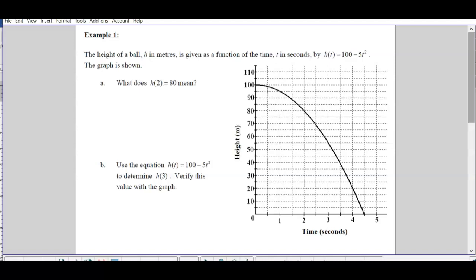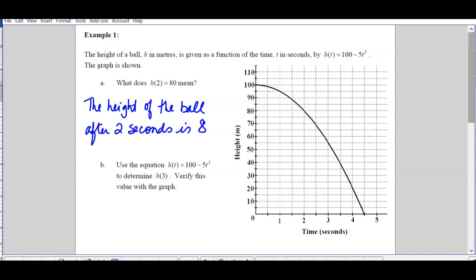It means that the height of the ball after 2 seconds is 80 meters. Okay, so if you take a look at your graph, go up 2 seconds and across, and it's 80. Okay, so now let's use the equation to determine h of 3, and then we'll verify on our graph.